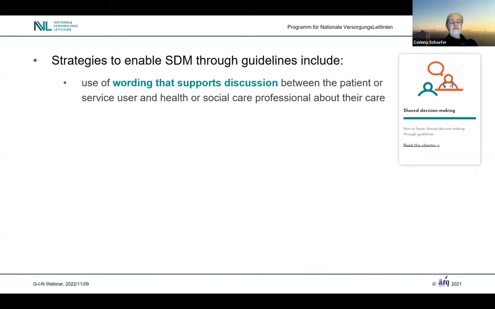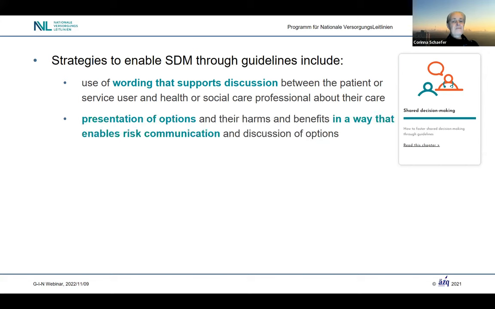What we come up with in this chapter is a summary of the research that has been done so far. So one very simple thing is to use a wording that supports discussion between the patient or the service user and the health or social care professional about their care. So not being directive in the sense of doing something, but definitely encouraging discussion. I'll show you an example for that. Next one is presentation of options and the harms and benefits in a way that enables risk communication and discussion of options. That's more offering the chance to compare options to each other, even to the healthcare professional, in the way it is presented in the guideline.